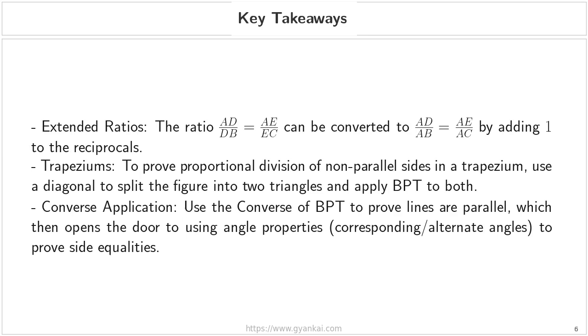Finally, regarding the converse application. Don't forget that the converse of BPT is your primary tool for establishing parallelism. If you can show that a line divides two sides proportionally, you have proven that the lines are parallel. Once you have established that parallelism, you can then use your knowledge of corresponding or alternate angles to prove that a triangle is isosceles, as we demonstrated in our final worked example.